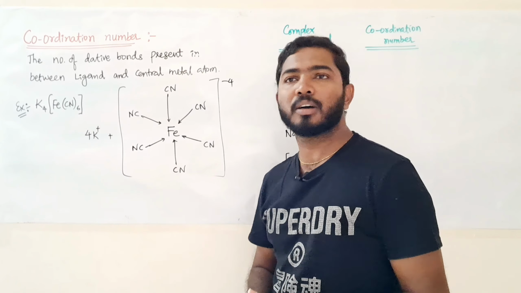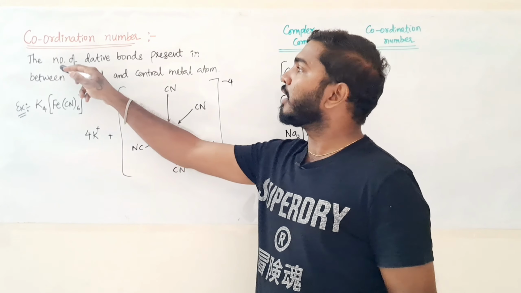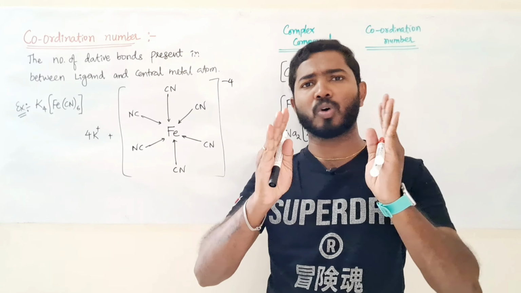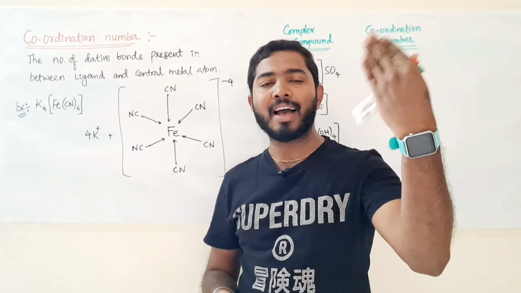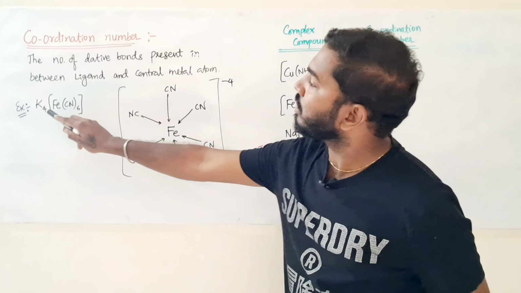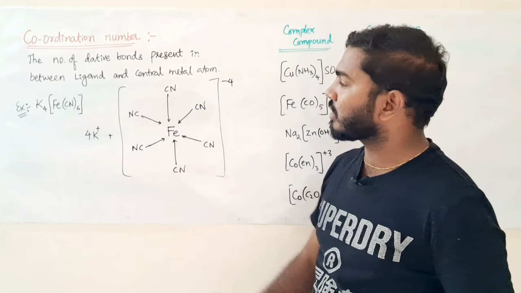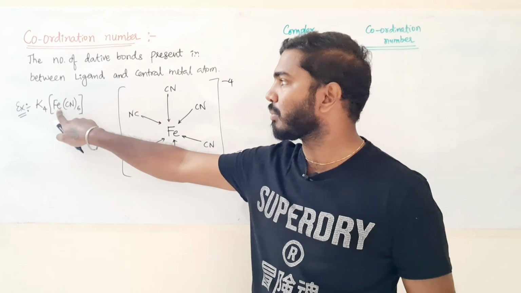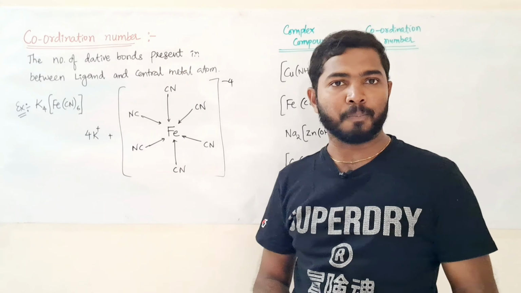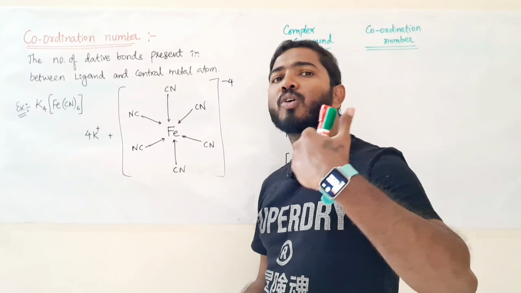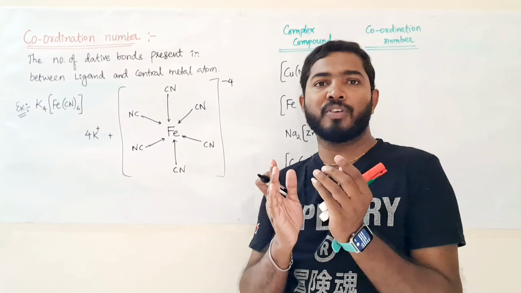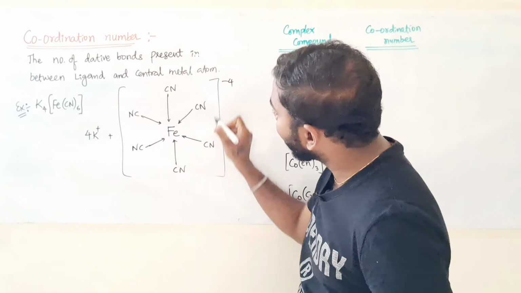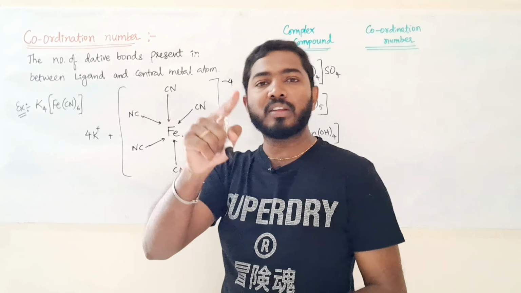So what exactly does the term coordination number define? It defines the number of dative bonds present between ligands and the central metal atom in a coordination complex. As I have told earlier, if you look at the K4[Fe(CN)6] complex, the coordination number of the central metal atom iron in this is 6. So if I say coordination number 6, then what we must understand is that between the central metal atom and the ligands we must see 6 dative bonds.